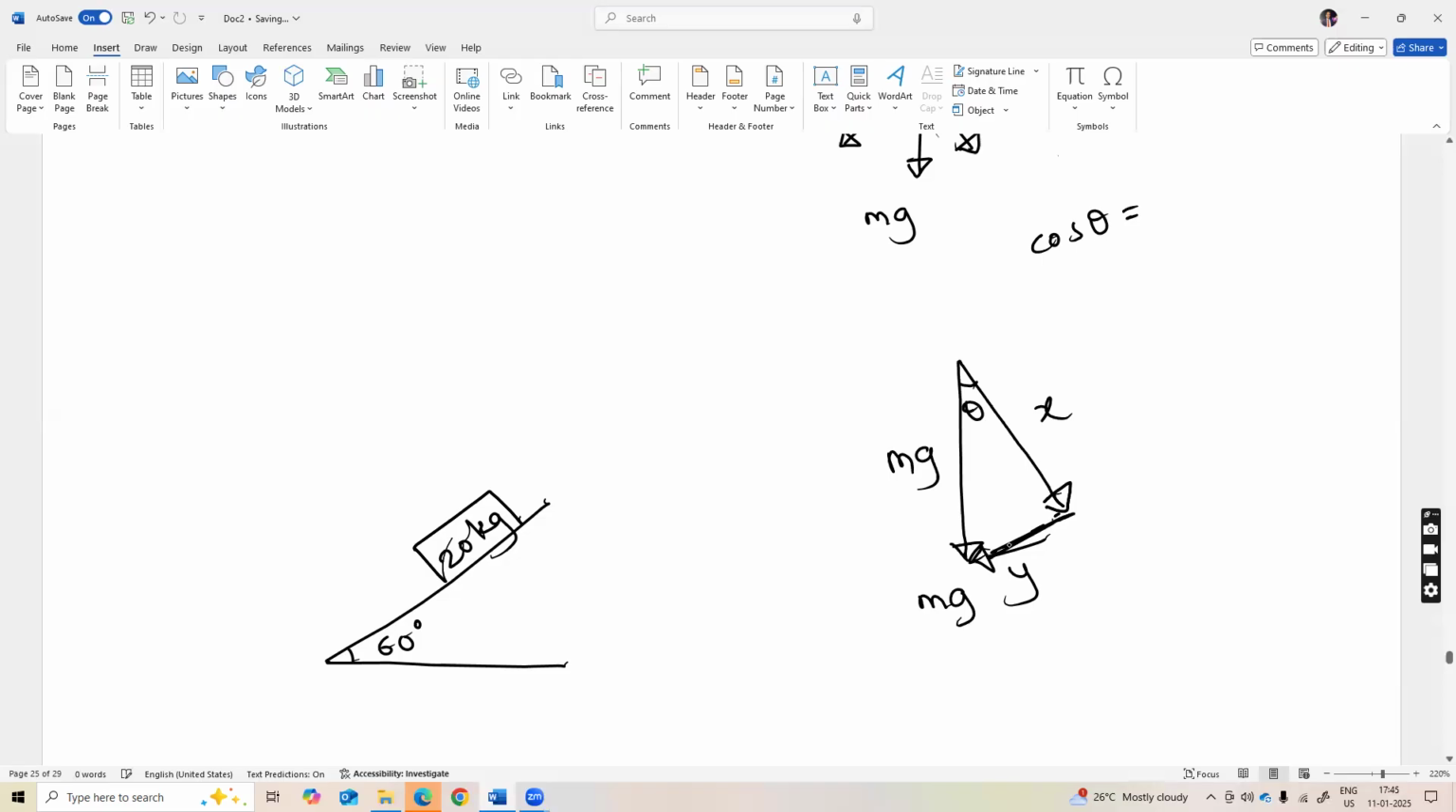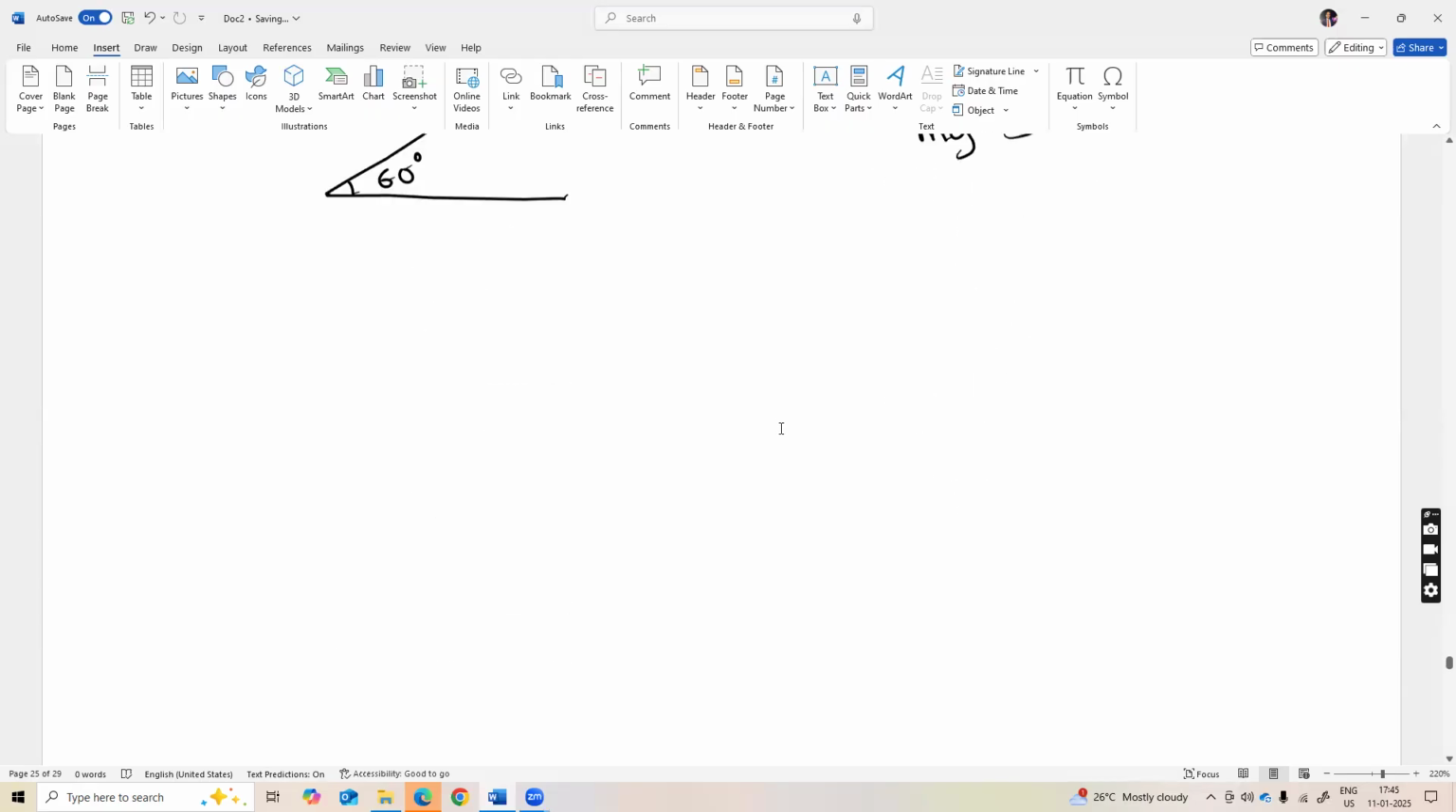Mg by, sorry, wait. See, this is 90. Adjacent side by hypotenuse. So which is the adjacent side to the angle theta? See, this is a 90 degree angle. Oh, okay, sir. Wait, just 1 minute, sir. The diagram is a little bit weird, no, sir. That's why I'm not able to identify properly. One second, I will draw one more diagram. Yes, sir.